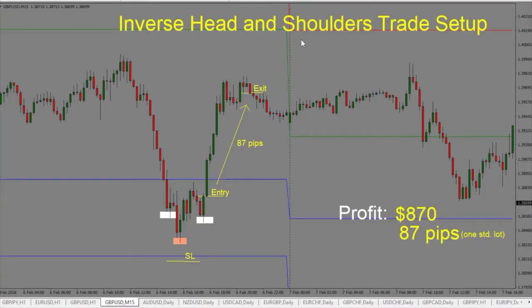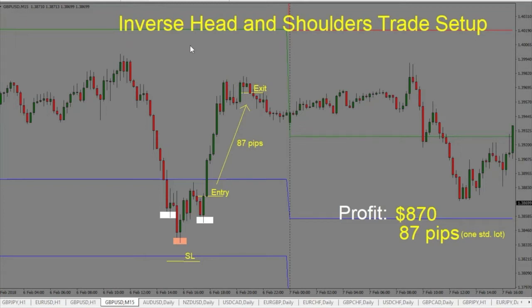We'll take a look at what a head and shoulders trade setup looks like, where to enter the trade, where to place our stop loss, and as always, how to exit the trade with a profit. Here we are looking at an inverse head and shoulders trade setup. This is pound US dollar 15-minute chart.